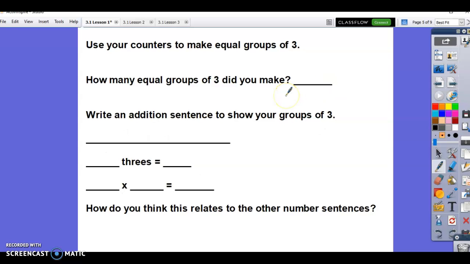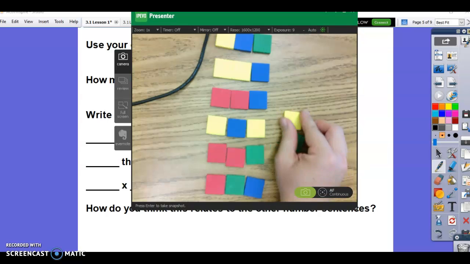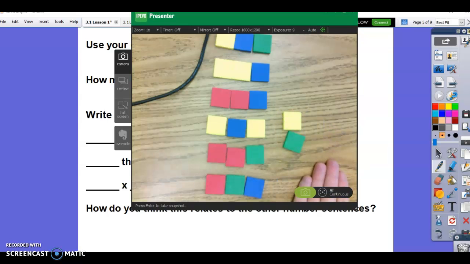Okay, now we're going to use our counters to make equal groups of 3. Equal means it should be the same number in each group. So pause the video, and I want you to make equal groups of 3. Okay, so you should have your equal groups of 3. I noticed something. As I was making equal groups of 3, I was counting 1, 2, 3 as a group, 1, 2, 3 as a group. And then I got to these 2. I have 2 counters left, but I don't have a third one to make equal groups. So I'm just going to push that to the side.